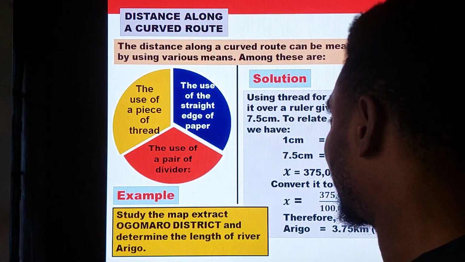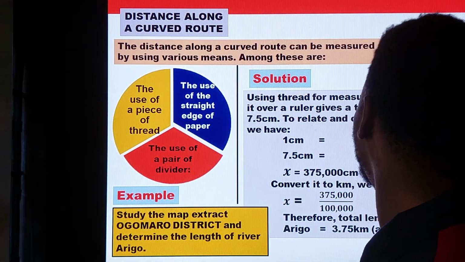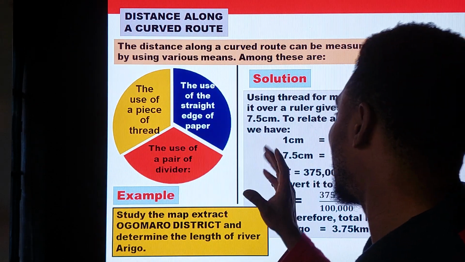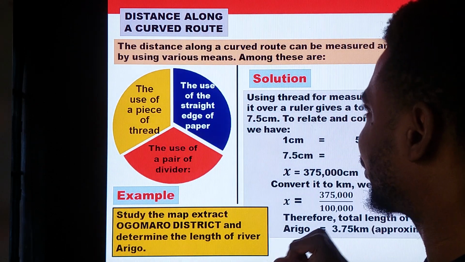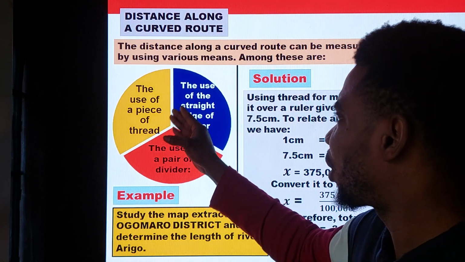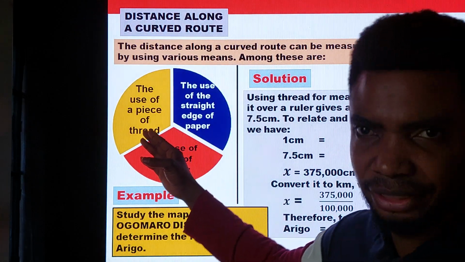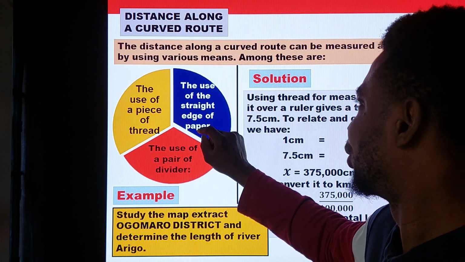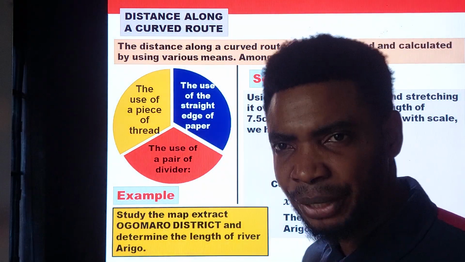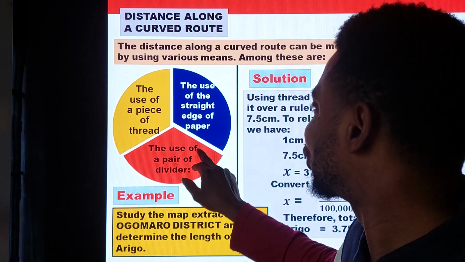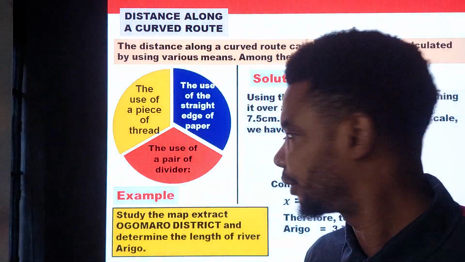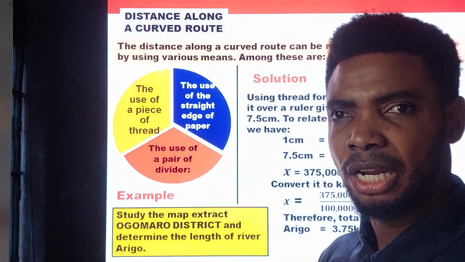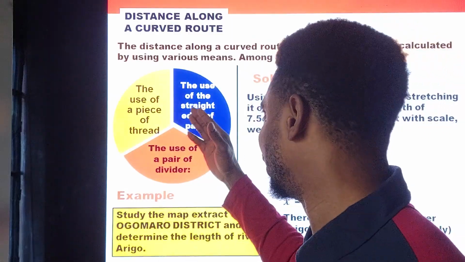The distance along a curved route can be measured and calculated by using various means. Among these are the use of a piece of thread. You can use the straight edge of a paper. You can use a pair of dividers. Now, let me explain how we use this.